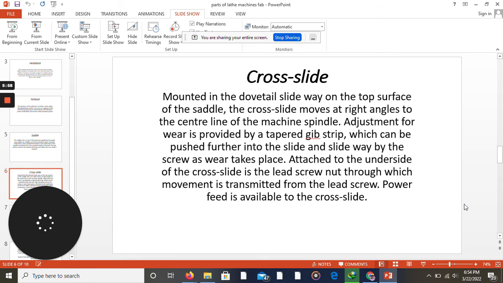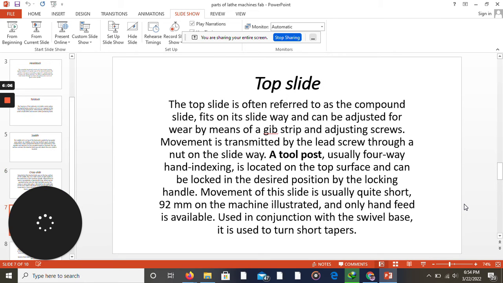The next is the cross slide. The cross slide is mounted in the dovetail slideway on the top surface of the saddle. The cross slide moves at right angles to the center line of the machine spindle. The next is the top slide. The top slide is often referred to as the compound slide. It fits on a slideway and can be adjusted for wear by means of a jib strip and adjusting screws. It is the top slide which actually normally moves across. It moves across the lathe machine.